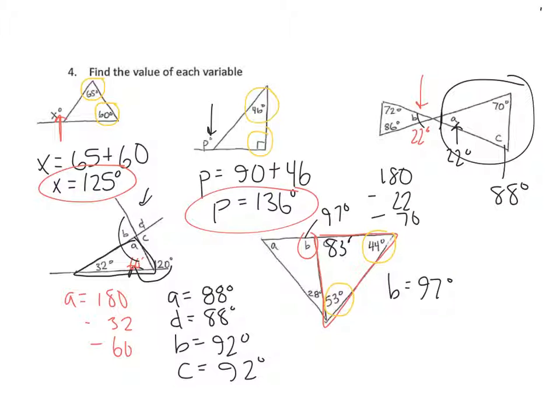And now this blue triangle now has two angles, so I can find A. A is going to be 180 minus 97 degrees minus 28 degrees for these three. So A is equal to 180 minus 97 minus 28, which is 55 degrees.